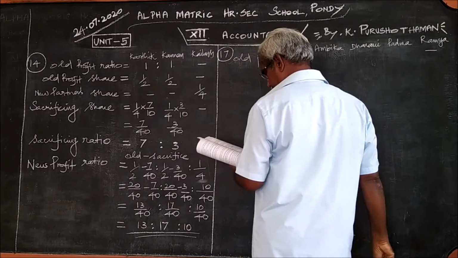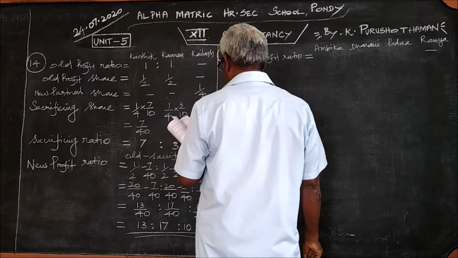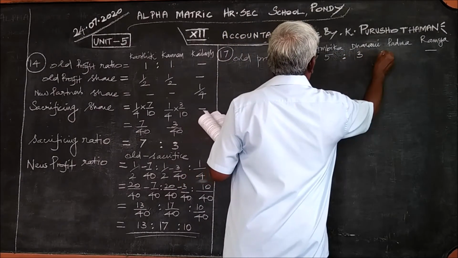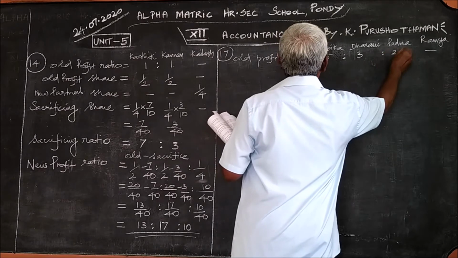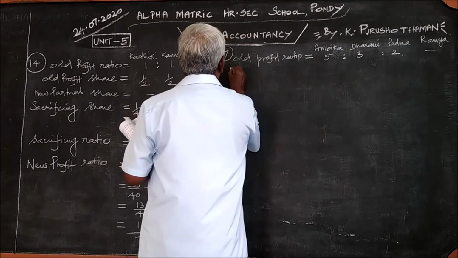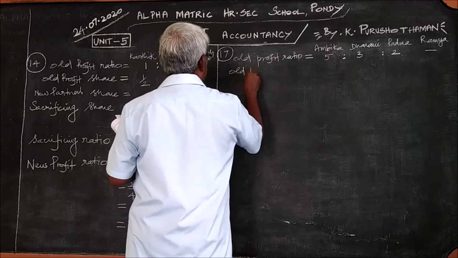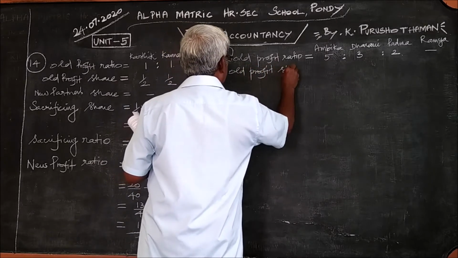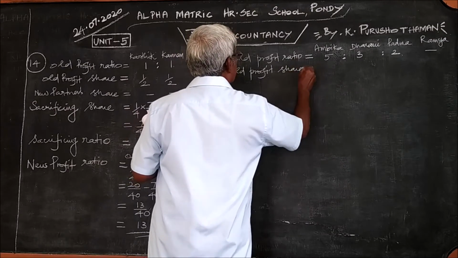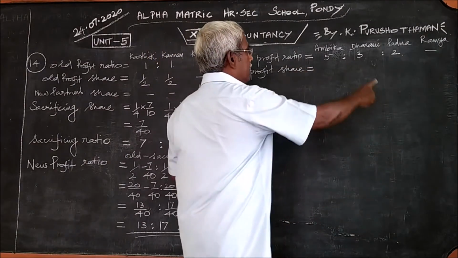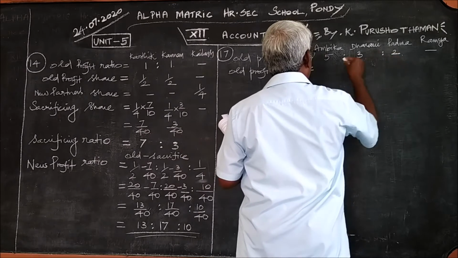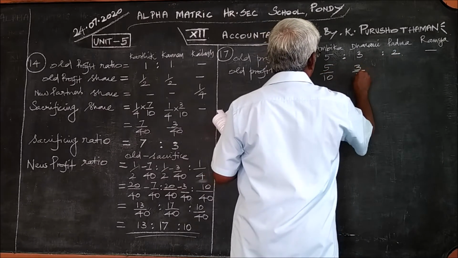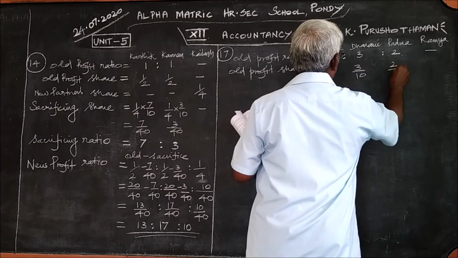What is the ratio of these 3 partners? 5:3:2. So what is the old profit share? The next immediate step you should write: old profit share is equal to 5 plus 3, 8, 8 plus 2, 10, therefore 5 by 10, 3 by 10, 2 by 10.